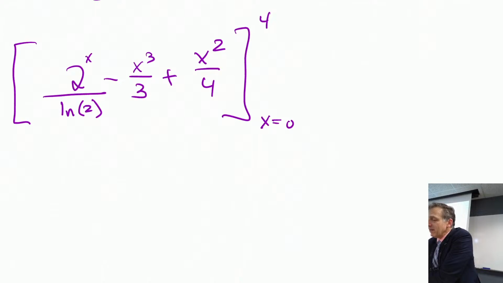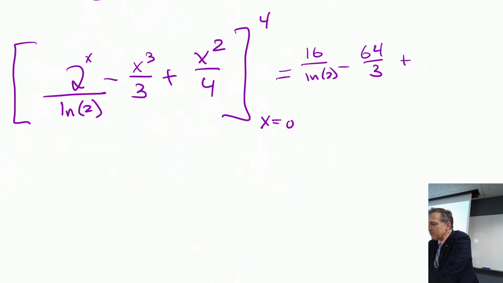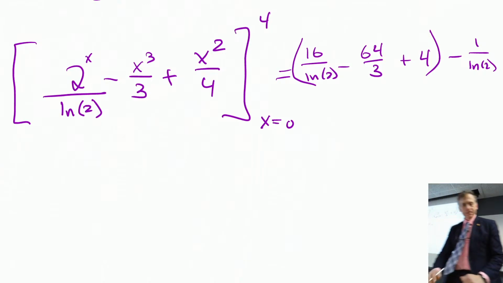So let's actually find the actual value of this. This is going to be 16 over the natural log of 2, which we all know is, what, 0.69 or something. And then x cubed is 64 thirds, plus x squared is going to be 16 over 4, which is just 4. So that's going to be the top limit. And then the bottom limit is just 1 over natural log of 2. Is that right? Because all the others are going to be 0.